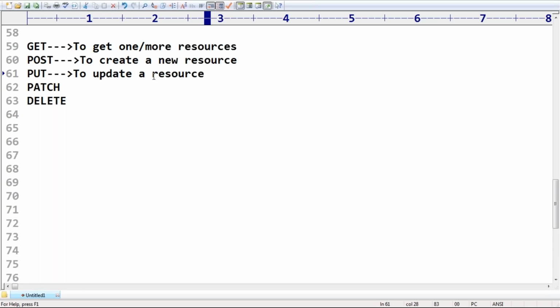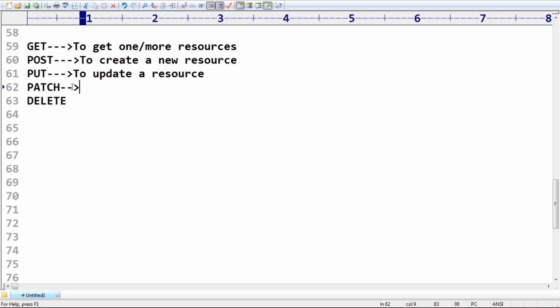Can you please tell when we should go for patch? I hope it is the first time in REST API that I heard this word. The people who are already familiar with web services may be aware of this terminology. When should we go for patch? Best example: on the road, sometimes they keep patches. Regarding patches.